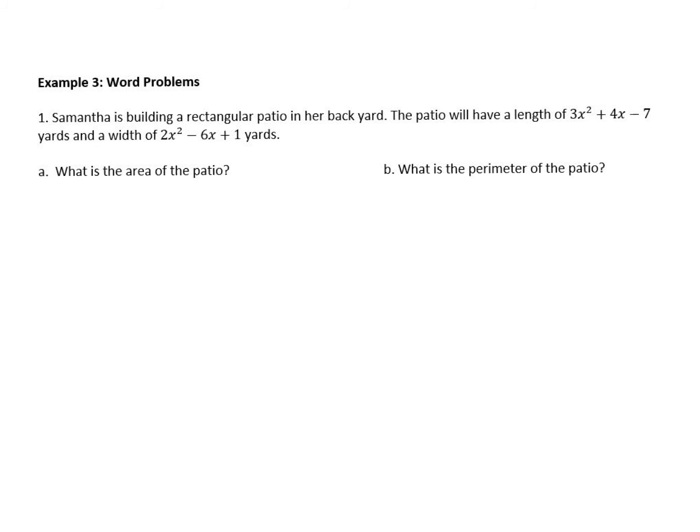Okay, so let's look at some word problems, which we'll read through here. Samantha is building a rectangular patio in her backyard. The patio will have a length of 3x squared plus 4x minus 7 yards with a width of 2x squared minus 6x plus 1 yards. So let's take a look at this. We're drawing a rectangle. We have the length being 3x squared plus 4x minus 7, and the width being 2x squared minus 6x plus 1. That just helps us get a little visual of what's going on.